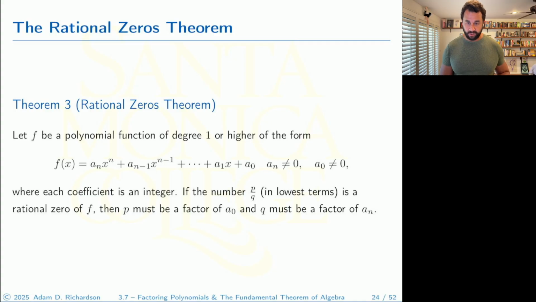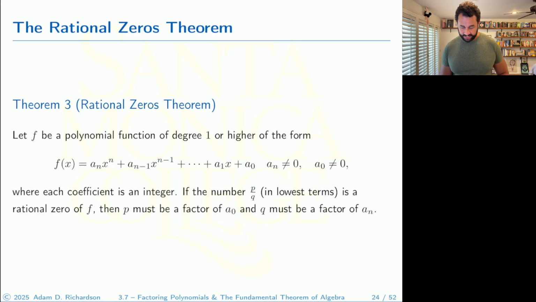Let f be a polynomial function that's degree 1 or higher in standard form. So this is the standard form of a polynomial, like we saw back in 3.5, right? Here we're requiring that the leading coefficient is not 0. We're also going to require that the constant term is not 0. So, polynomial in standard form with leading coefficient and constant term non-zero. And we're also going to require that each one of these coefficients is an integer. Integer coefficients, positive and negative whole numbers.